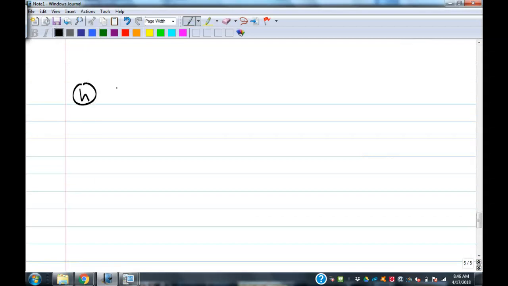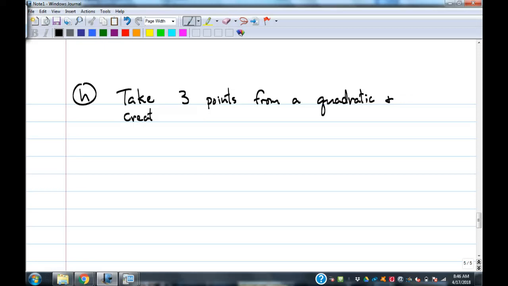Sample H. Take 3 points from a quadratic and create the function using systems of equations.